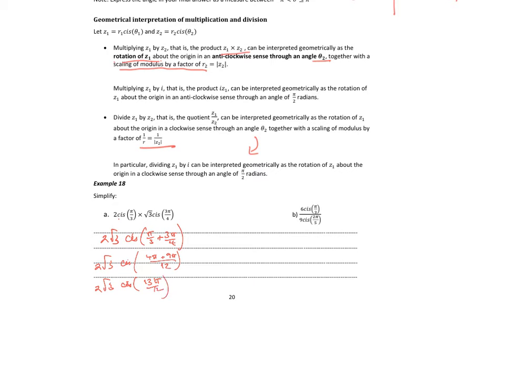Now 13 pi on 12 is outside our domain. Remember, it's got to be between negative pi and pi. So 13 pi on 12 is all the way around to there, which means I want to make it minus 11 pi on 12.